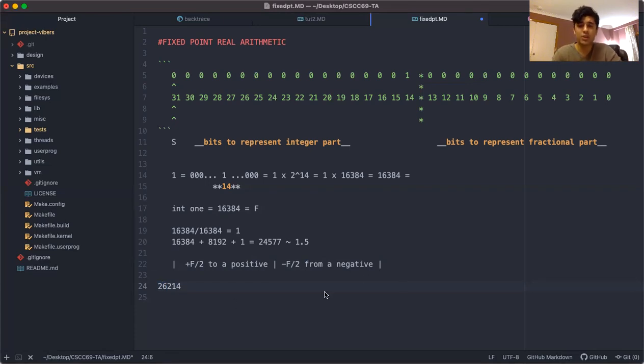Now this 26214, if we divide it by 16384, we would of course get something approximately 1.6, which would be rounded off to 1. However, if we add f by 2 to this, so f by 2 is 8192, we would get something closer to the range of 34,000. And that divided by 16384 is clearly 2. So this is a simple example to show why adding f by 2 to a number would really help in conversion back into a regular integer.